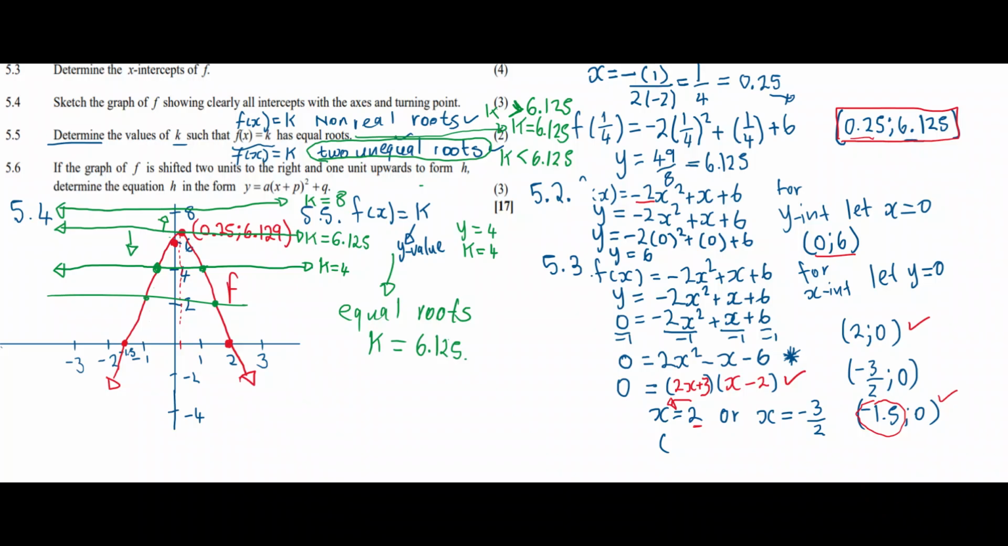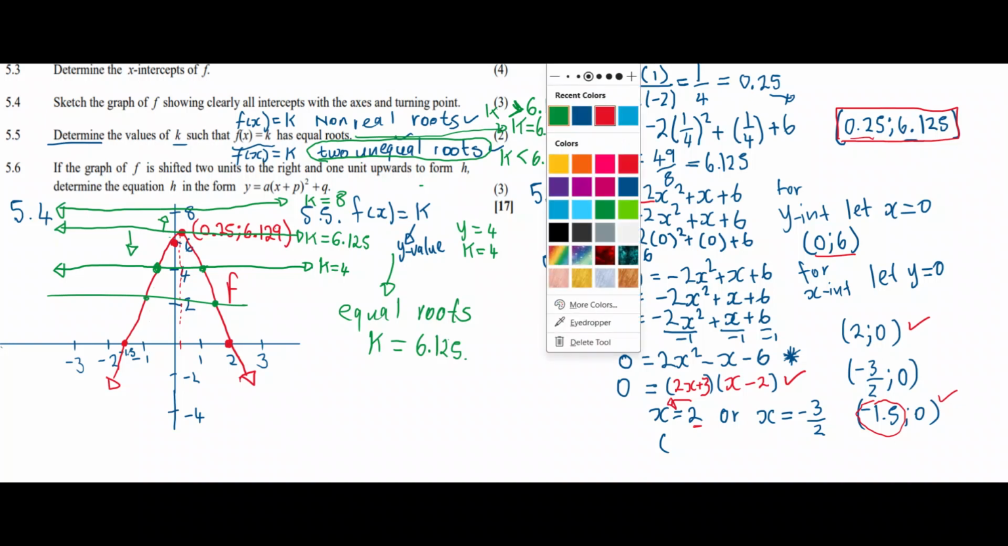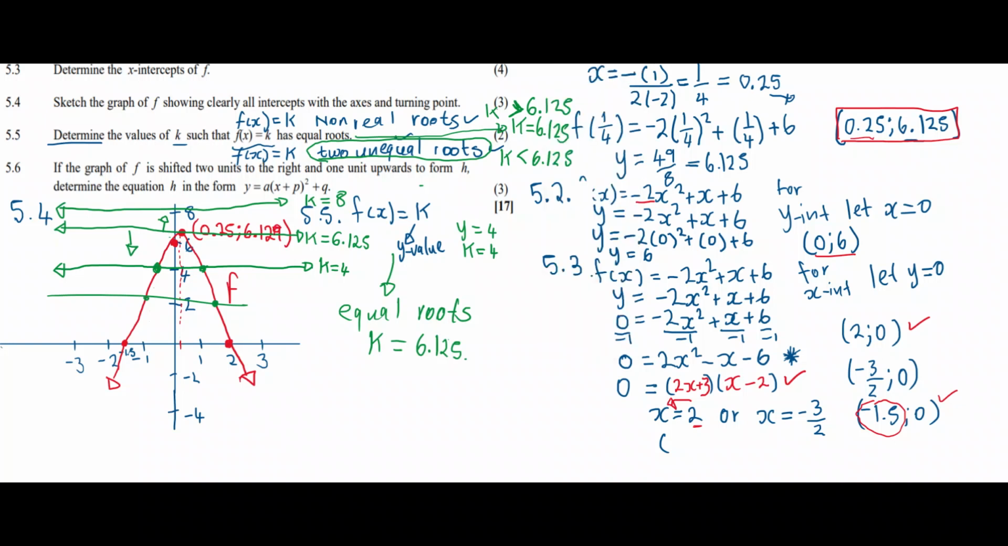Then we can move on to the last question. You guys can see that for it not to touch, which is non-real roots, we need a k value above 6.125. I don't know why I wrote 129 here. It's just a mistake. It's actually 125. Okay, let's move on to the last question, 5.6.